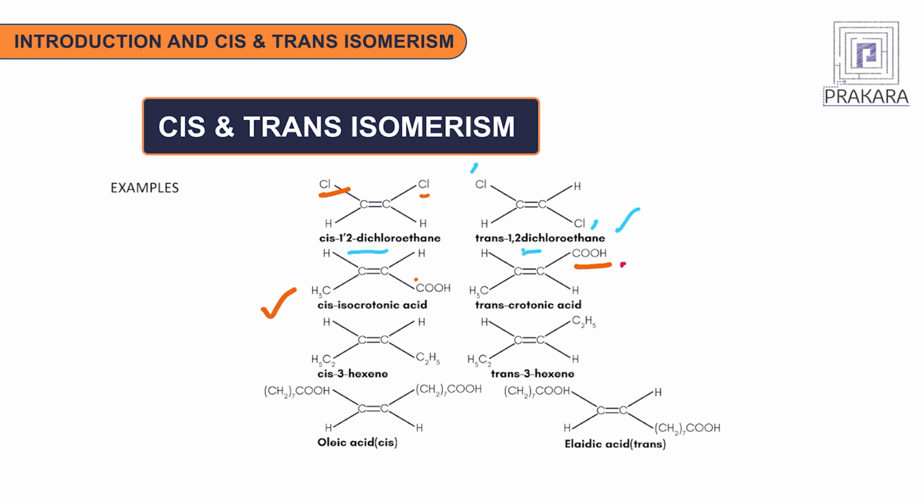Okay. Similarly, we have one more example of cis 3-hexene and trans 3-hexene. In this, we are looking at the ethyl moieties, and we are seeing how the hydrogens are arranged. If the hydrogens are arranged on the same side, then it is given the cis designation. When they are arranged on the opposite side, they are given the trans designation.